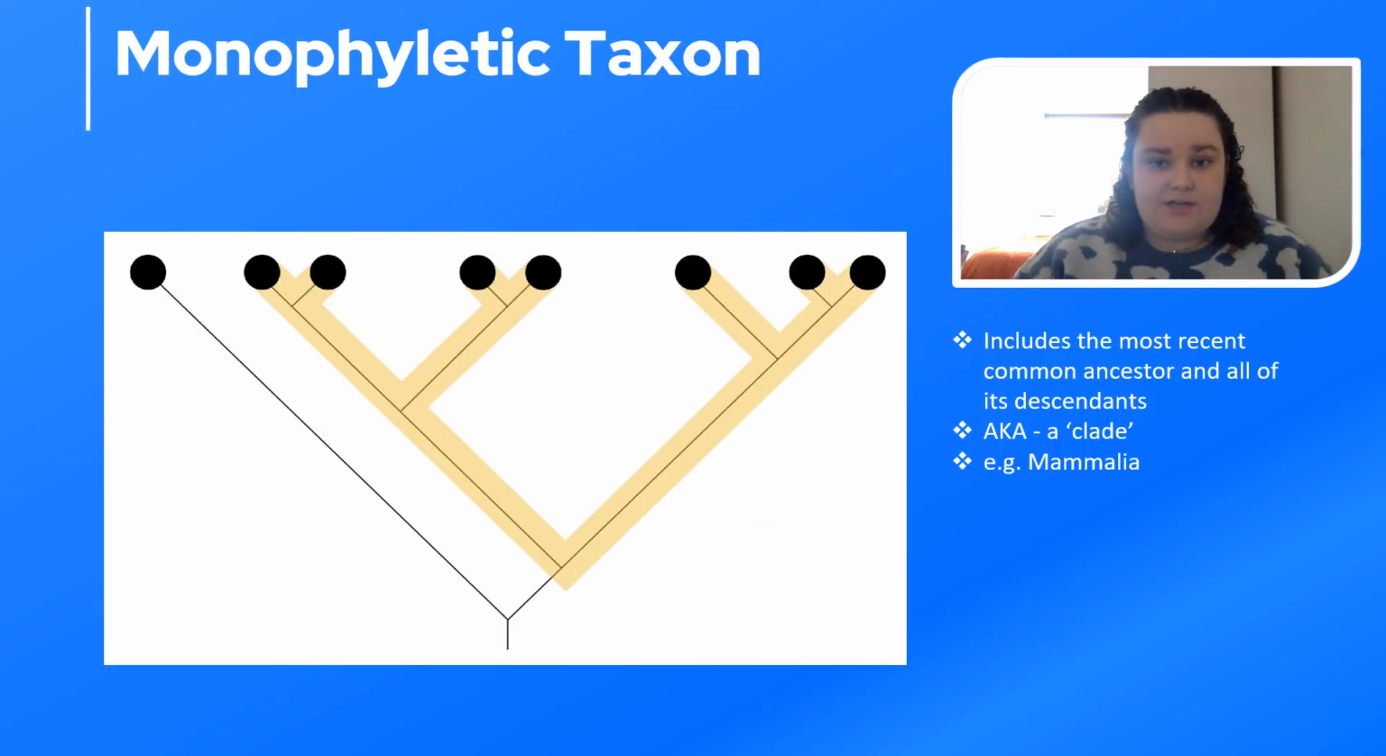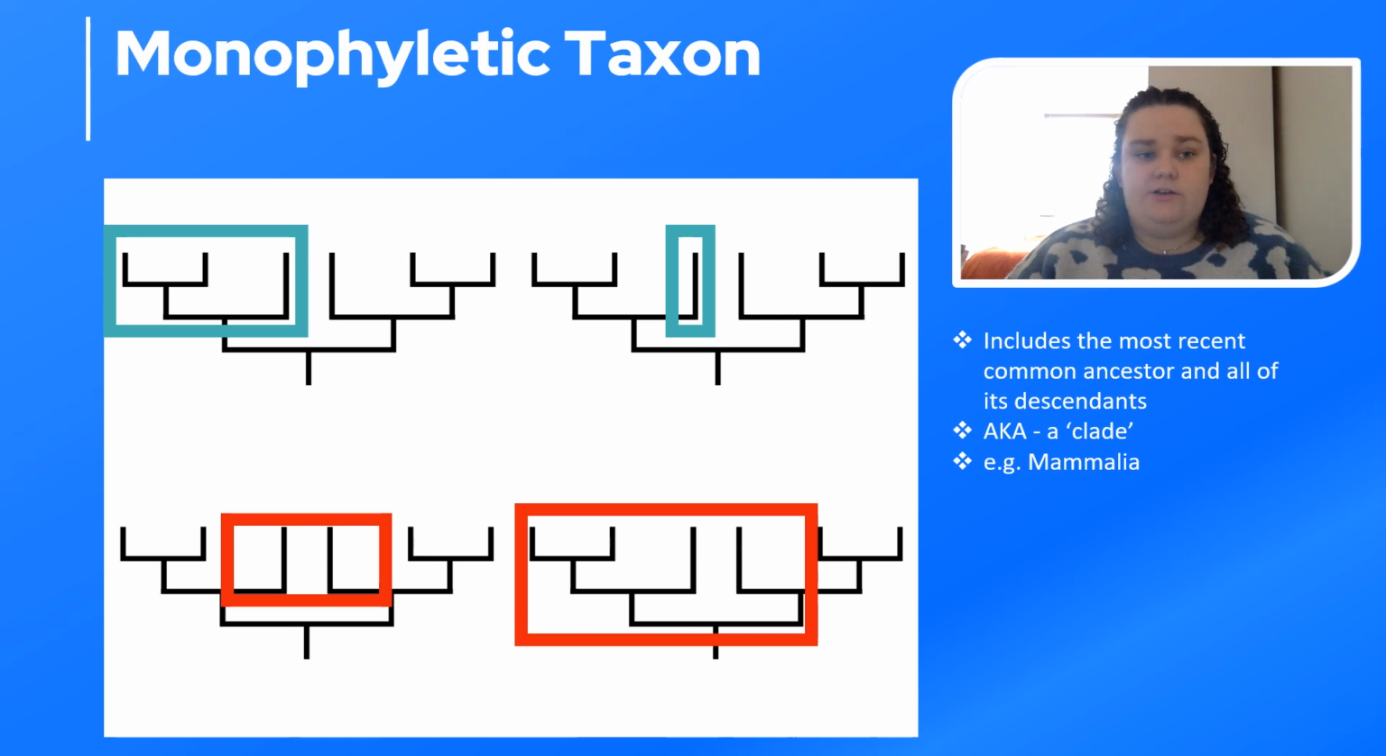Types of phylogenetic tree. The first one is a monophyletic tree, and this includes the most recent common ancestor and all of its descendants. This is also known as a clade, and an example of a monophyletic taxon is Mammalia, which is the mammals. Clades are a grouping which include a common ancestor and all of its descendants. For example, the top two are good examples of clades because they both have the most recent common ancestor and all of its descendants, whereas the bottom two show a common ancestor and then some sister taxon to it.